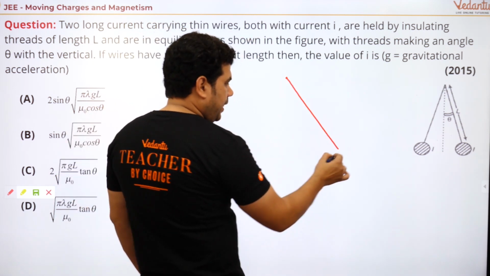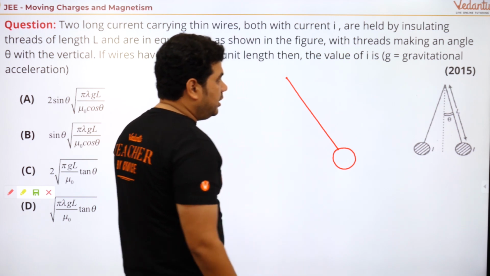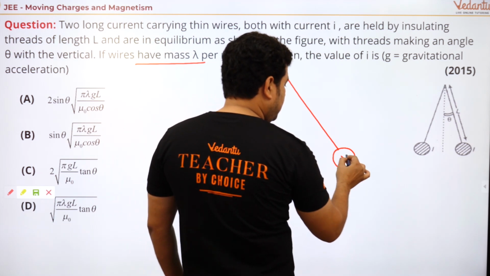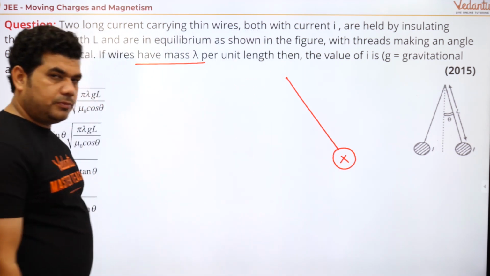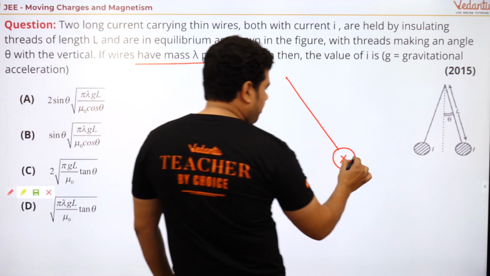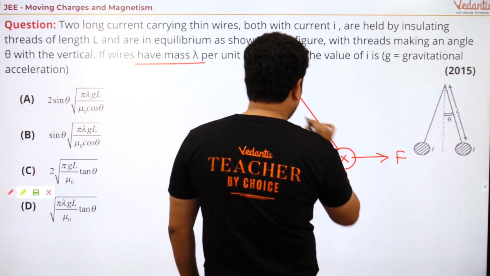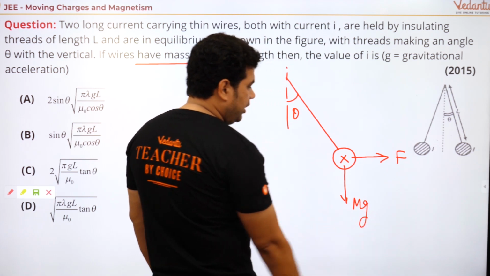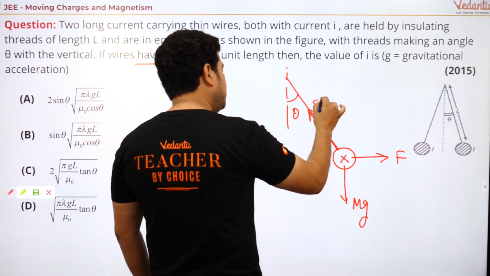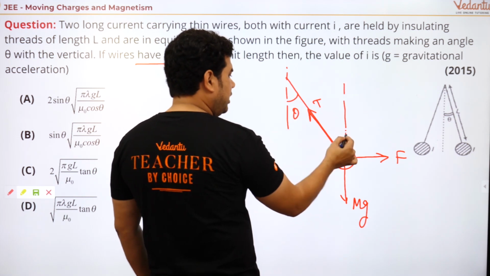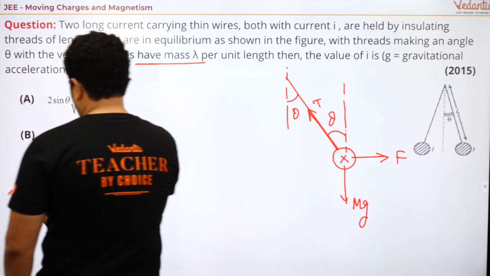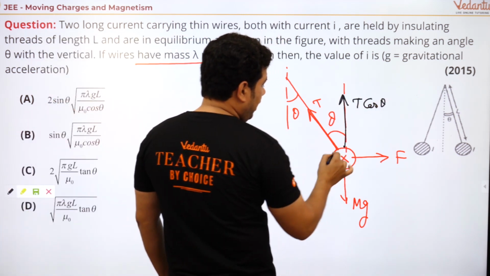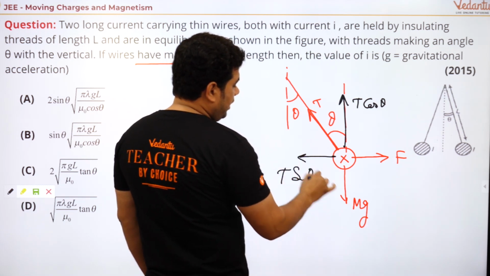There is a wire, a small wire of mass per unit length lambda is here, and current, suppose in opposite direction, then only they can repel. If they repel each other, then the magnetic force is here, and this angle is given as theta. The mg gravitational force is here, and the tension T is also here. If this angle is theta, so this angle is also theta. And if theta is here, then this is T cos theta, and here we can say T sin theta.